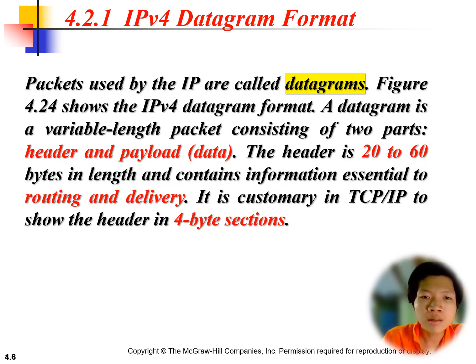Packets used by IP are called datagrams. Figure 4.24 shows the IPv4 datagram format. A datagram is a variable-length packet consisting of two parts, header and payload. The header is 20 to 60 bytes in length and contains information essential to routing and delivery. It is customary in TCP/IP to show the header in 4-byte sections.